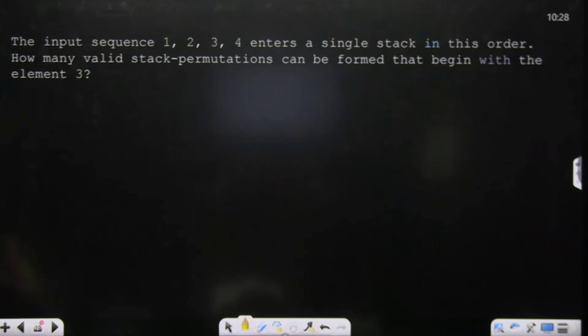So the input sequence 1, 2, 3, 4 enter a single stack in this order. How many valid stack permutations can be formed that begin with the element 3?